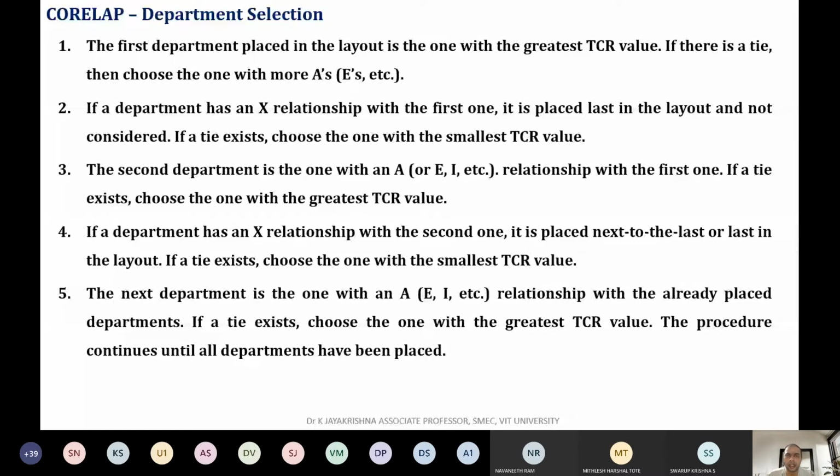TCR means total closeness rating. Depending upon the total closeness rating, you will select the first department. After that, you will select the consecutive departments based upon the relationship, that is A, E, I, O, U, X, whether it is strong or weak. Sometimes, say there are 3 departments, you have selected the first department and the next 2 departments have the same relationship.